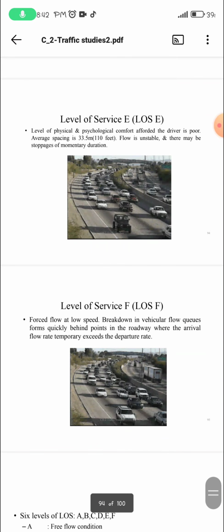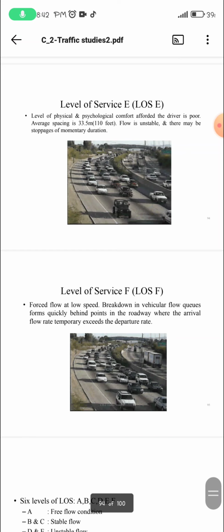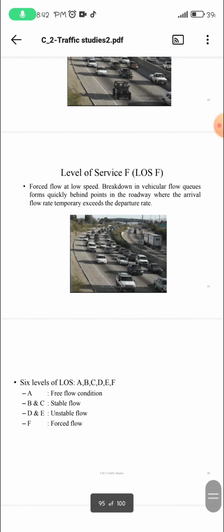Level of service F, LOS F: forced flow at low speed. Breakdown in vehicular flow; queues form quickly behind points in the roadway where the arrival flow rate temporarily exceeds the departure rate. There are 6 levels of LOS: A, B, C, D, E, F.